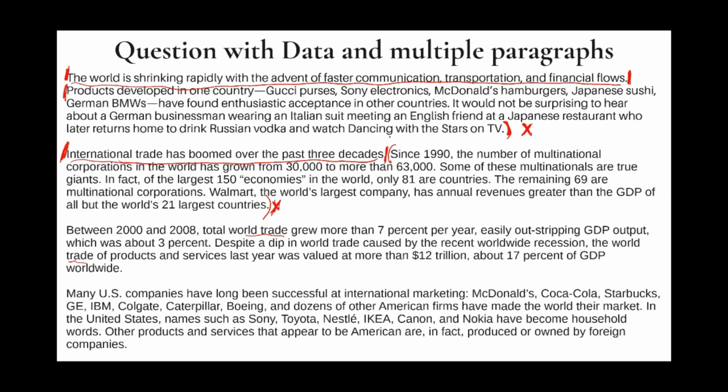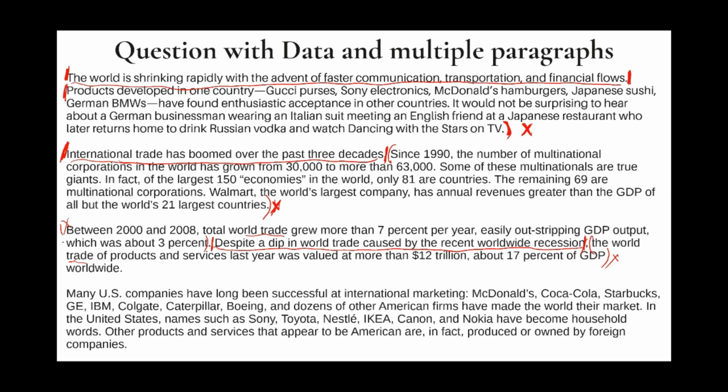The only thing that I can see which is not full of data or numbers is just this sentence here. Despite a dip in the world trade caused by recent worldwide recession, the world trade has grown. The world trade has boomed. All right, so I might just include this and I might remove the rest of it. That means I might not include anything beginning from here until here. All right, that's fair enough.